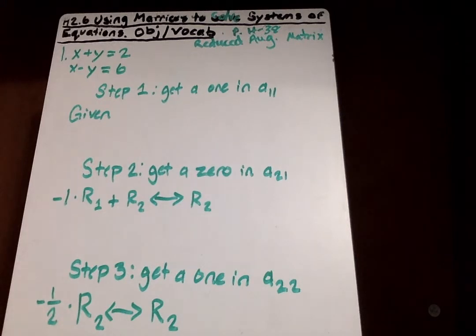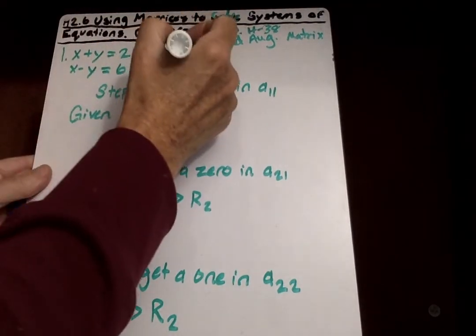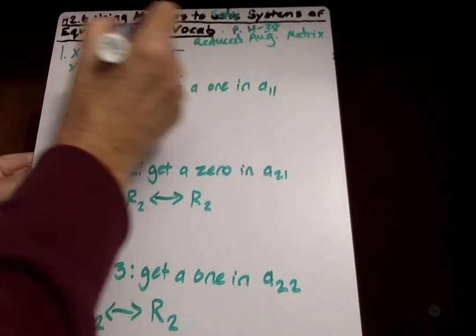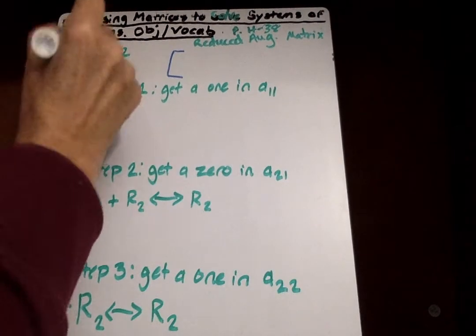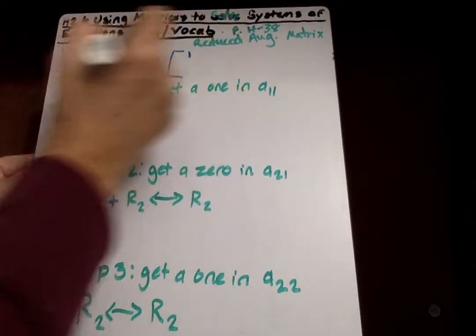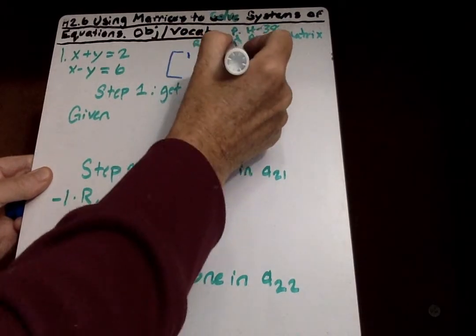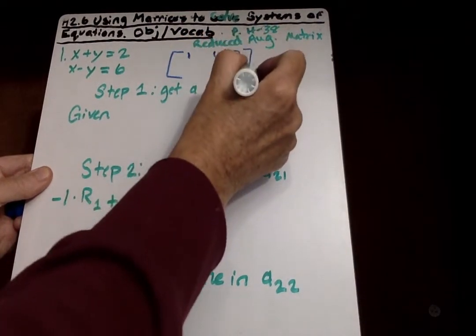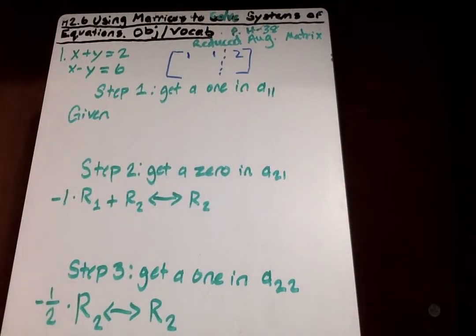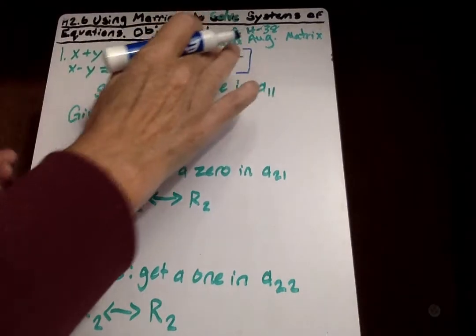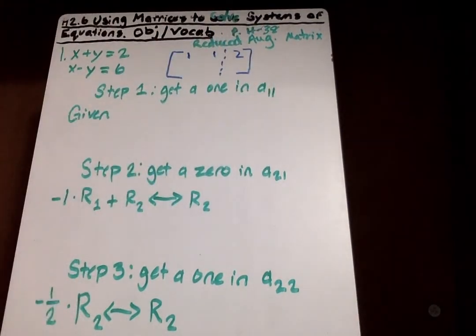Step 1, we need to get 1 in the A11 position. So let me go ahead and write our reduced augmented matrix. Again, you write it here without your x and your y. You just write the coefficients. So we have 1 in front of x, 1 in front of y, and I'm going to do a dotted line and 2 for the answers here. I think in the other way, they don't put anything there, but I like the line there to show that these are what the answers are.